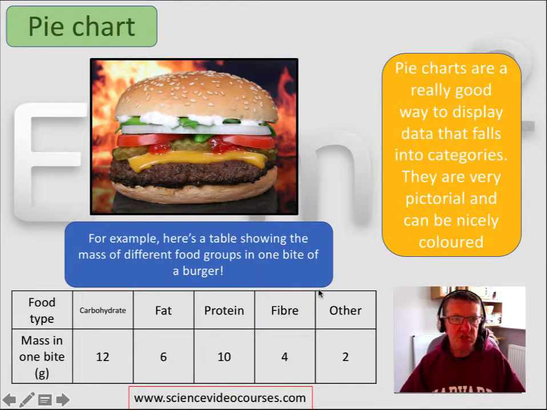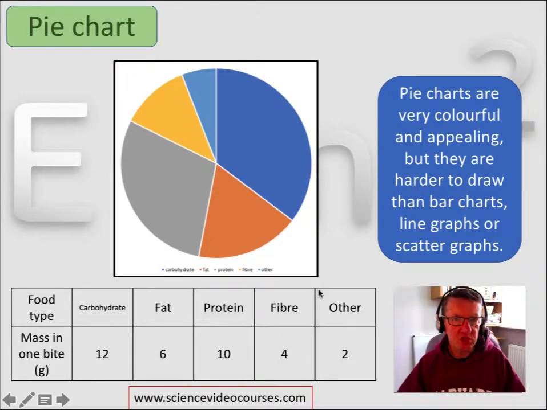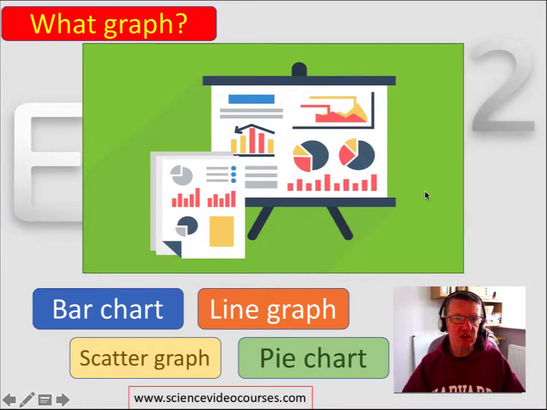Now pie charts are perhaps, of all the charts, the most difficult to draw. And again I'll show you in another video how to go about drawing a pie chart. So pie charts are very colourful and appealing, but they're harder to draw than bar charts, line graphs or scatter graphs. But don't they look good? Right, I hope that's given you a little introduction to what sort of charts you could use with your data. And as I said, in other videos I'll be showing you how to draw bar charts, line graphs, scatter graphs and pie charts, so look out for those videos.